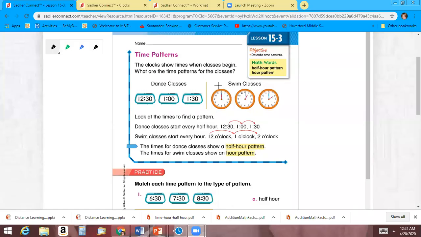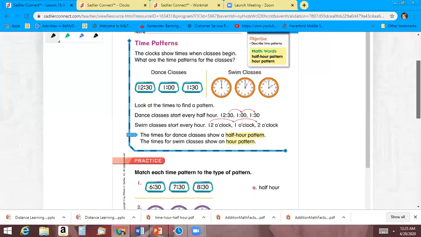Okay, so we are back to working with our clocks today. Last week we learned to tell time to the hour, and we learned to tell time to the half hour. Today we're going to talk about telling time and using a time pattern to help us. So, our math words today are a half hour pattern and an hour pattern.